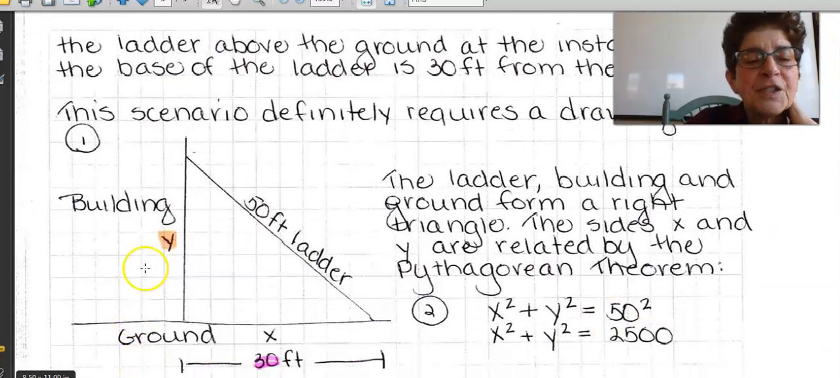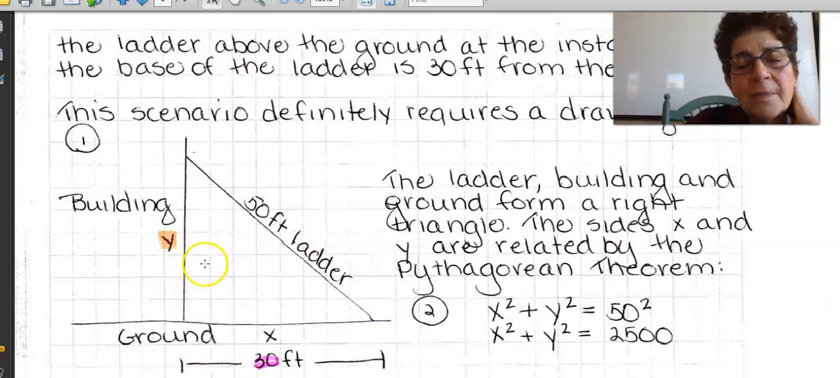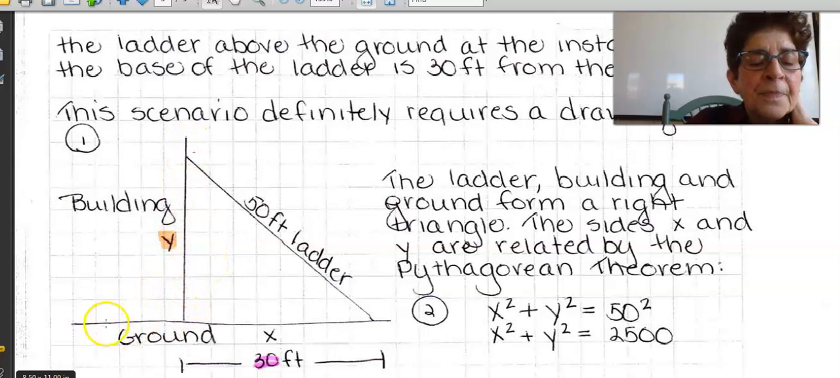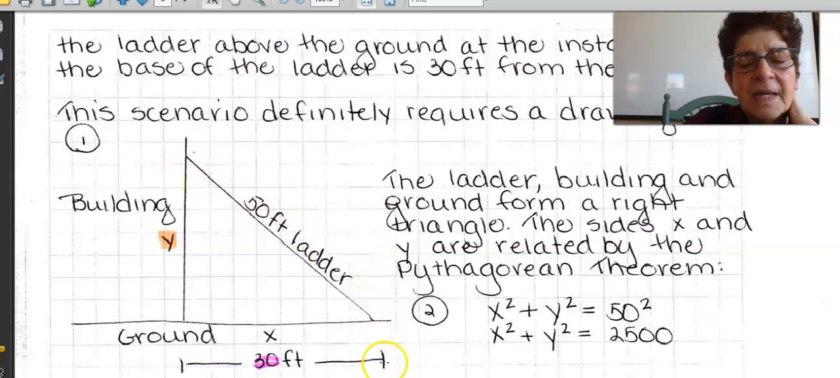Here's a picture. The Y here is the building. I'm calling it Y because usually vertical distances are called Y. Here's the ground. That's a horizontal distance, and I'm calling it X because that's familiar. And we're given that the base of our ladder, which is this diagonal 50-foot distance, is 30 feet away from the building. So I'm marking that on my diagram.